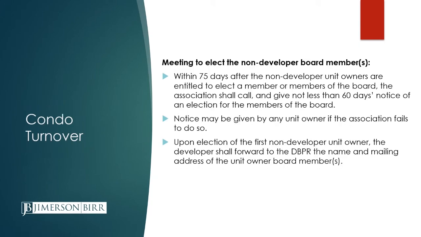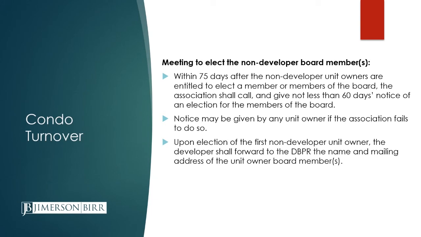All right, so as we just spoke about, we've got the meeting to elect the non-developer board members. That happens within 75 days after the non-developer unit owners are entitled to elect a member or members of the board. The association, so the developer, is to call and give at least 60 days notice of an election for the members to the board.